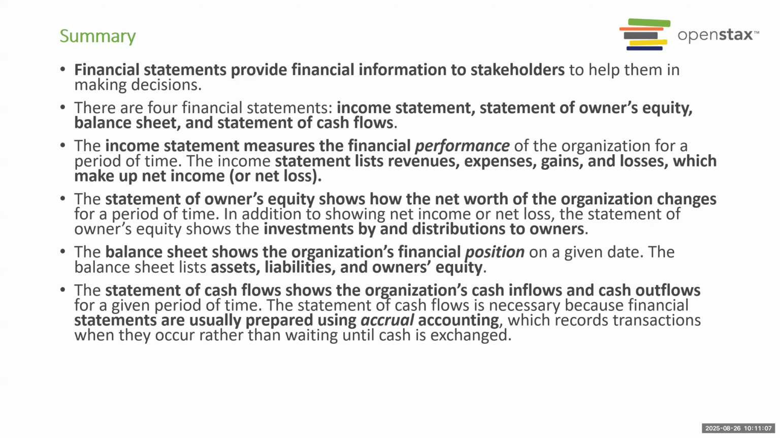The balance sheet shows the organization's financial position as of a specific date. The balance sheet lists assets, liabilities, and owner's equity. The statement of cash flows shows the organization's cash inflows and outflows, as we saw in the example, over a period of time. The statement of cash flows is necessary because financial statements are usually prepared using accrual method accounting, which records transactions when they occur rather than when cash is exchanged. Again, it is possible to be profitable and not be liquid. In other words, be bankrupt or insolvent.